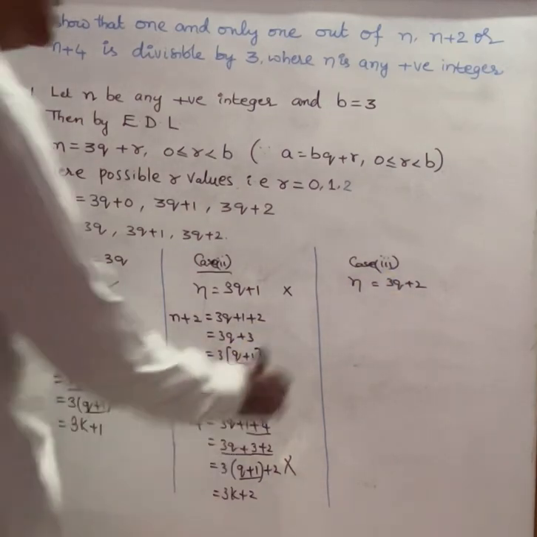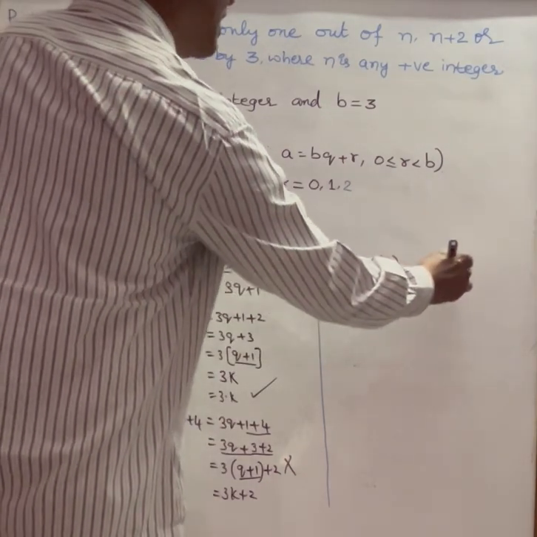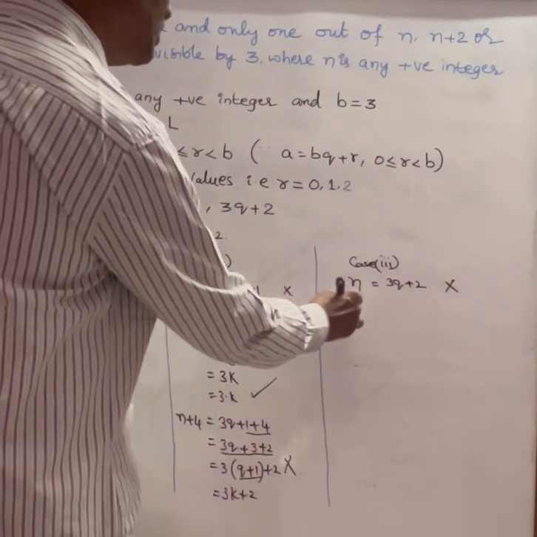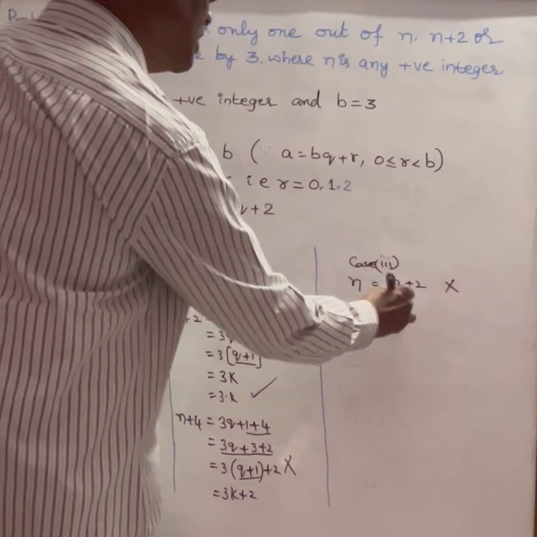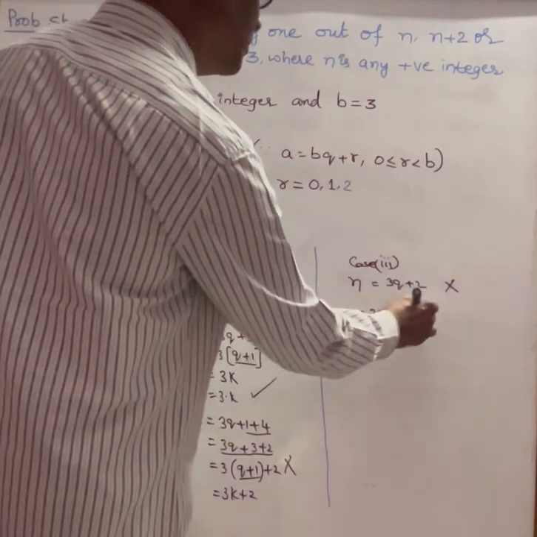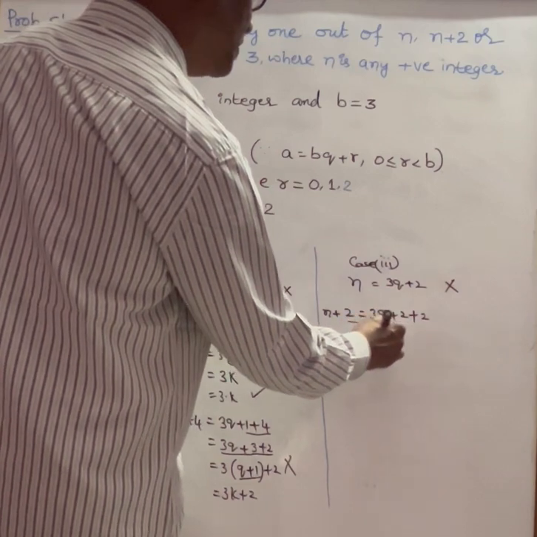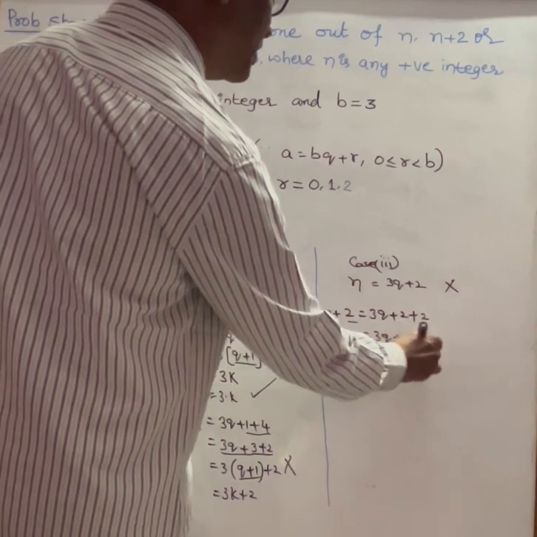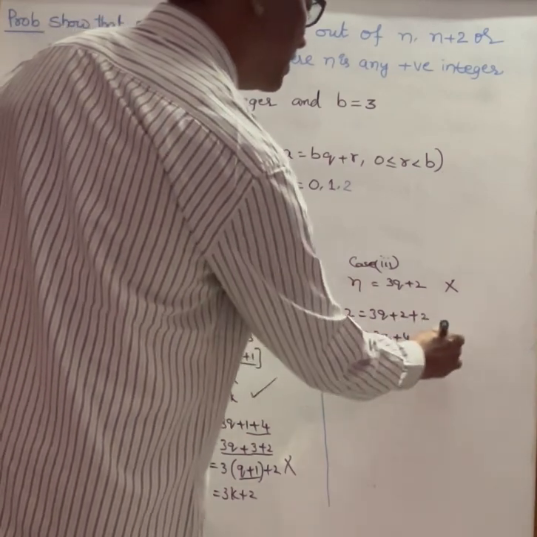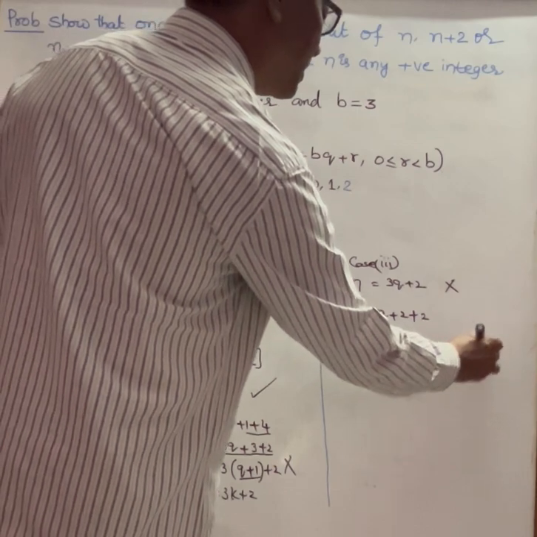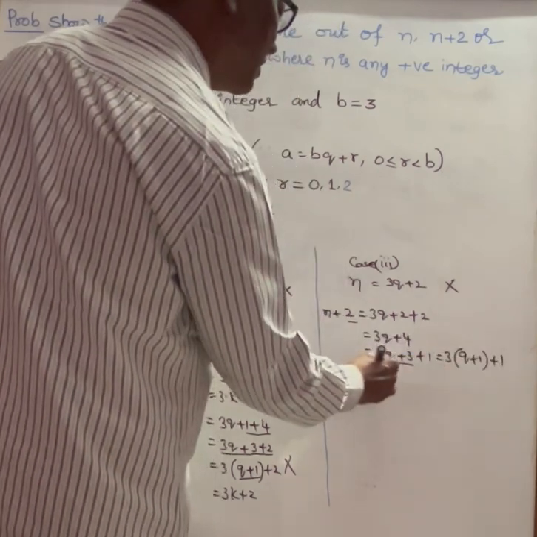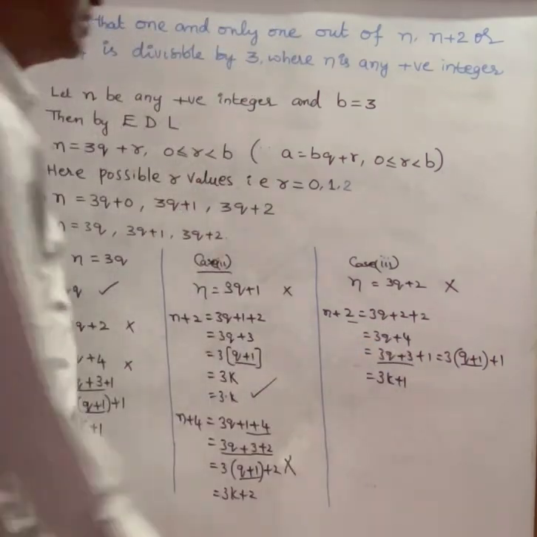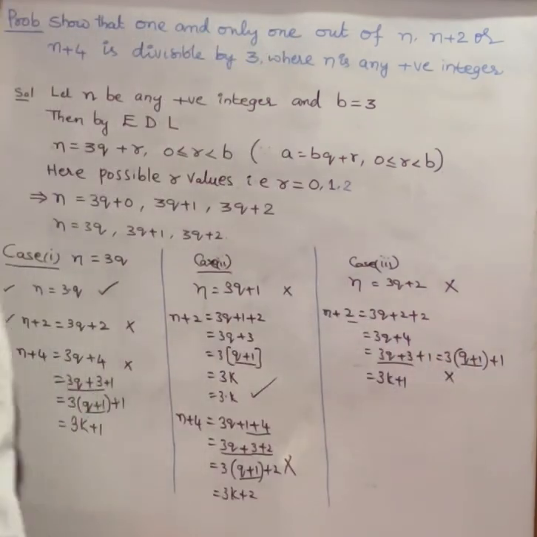Similarly, here also check. Here n is 3q plus 2, which cannot be divided by 3. Now find out n plus 2. 3q plus 2 plus 2 becomes 3q plus 4. We may write 3q plus 3 plus 1. We may take 3 common: 3 into q plus 1, plus 1. Suppose this is k. 3k plus 1 is not written in the form of 3 into something, which is also not divisible by 3.